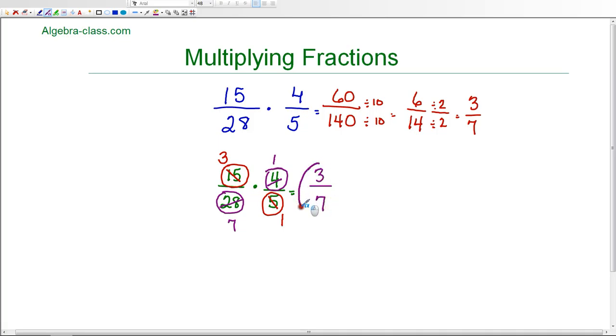So I get an answer of 3/7, which is exactly the same answer that I got when I multiplied across from the beginning. But notice that when I simplified here, I had much smaller numbers to simplify, and it was a little easier. So the rule is that you can simplify within the problem as long as you're simplifying a numerator with a denominator.